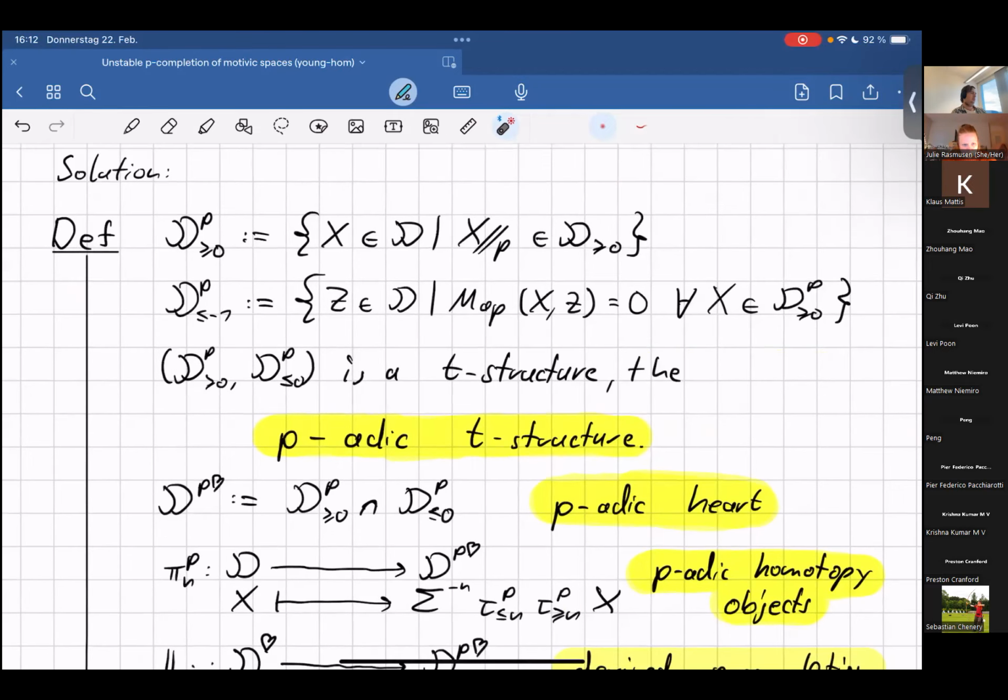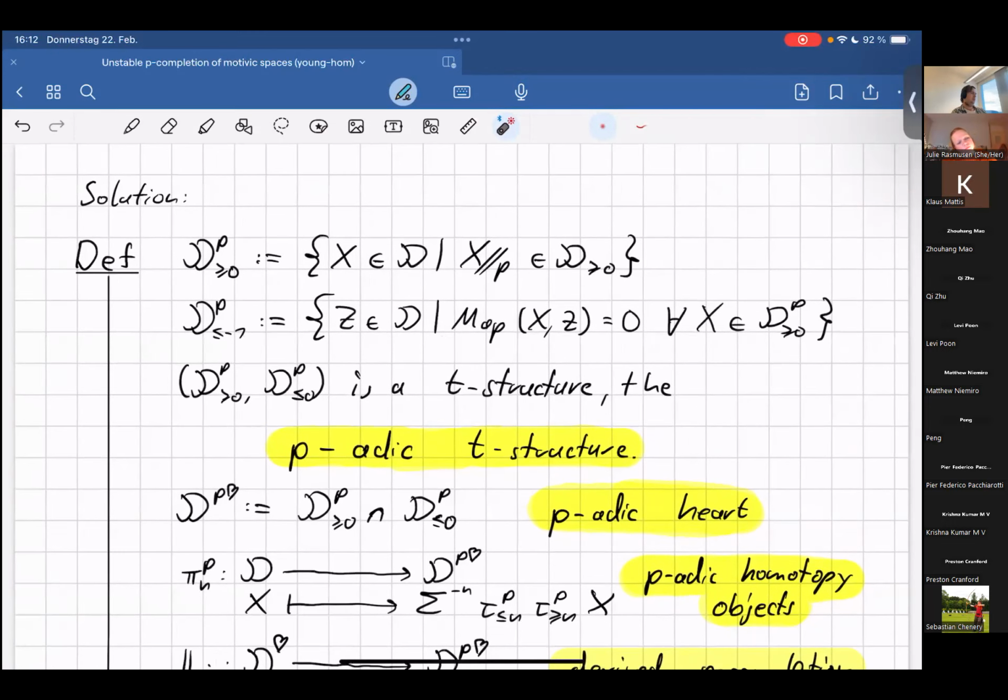The goal, the idea is to introduce a new T structure in which this P completion process is well behaved. So what I can do is define the p-adic connective objects as those objects of D such that modulo P, so again this cofiber of the multiplication by P map, is connective in the T structure in which I started with. And then I can take the -1 co-connective objects as the right orthogonal complement of this. So you are in this if the mapping spaces from all objects here to your object are 0.